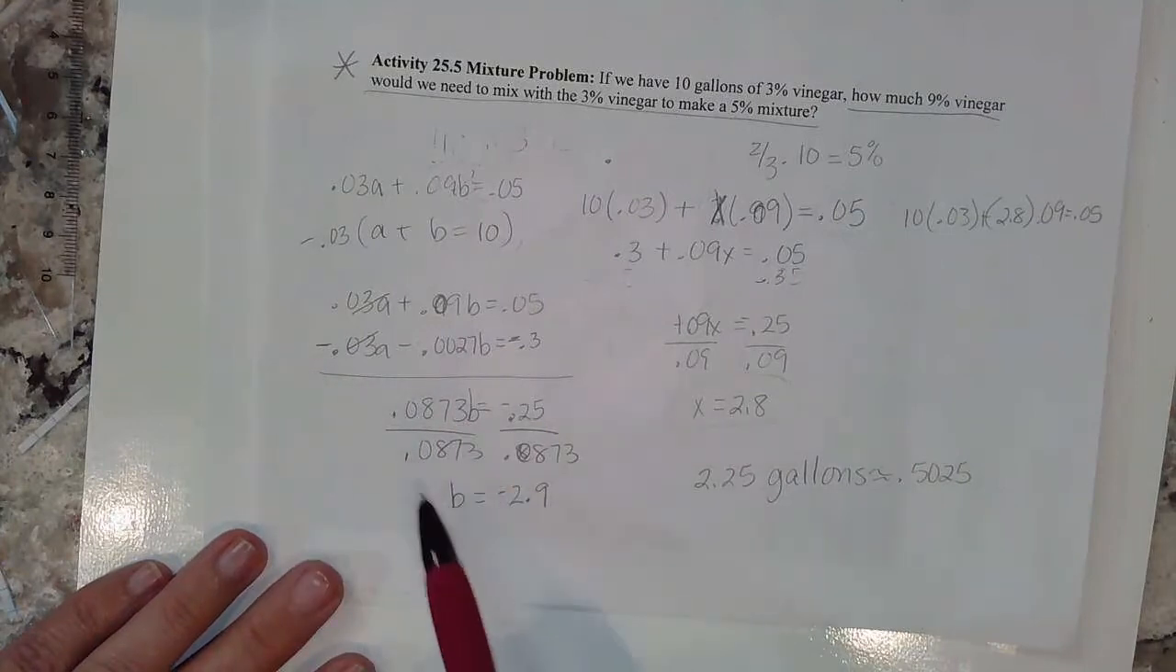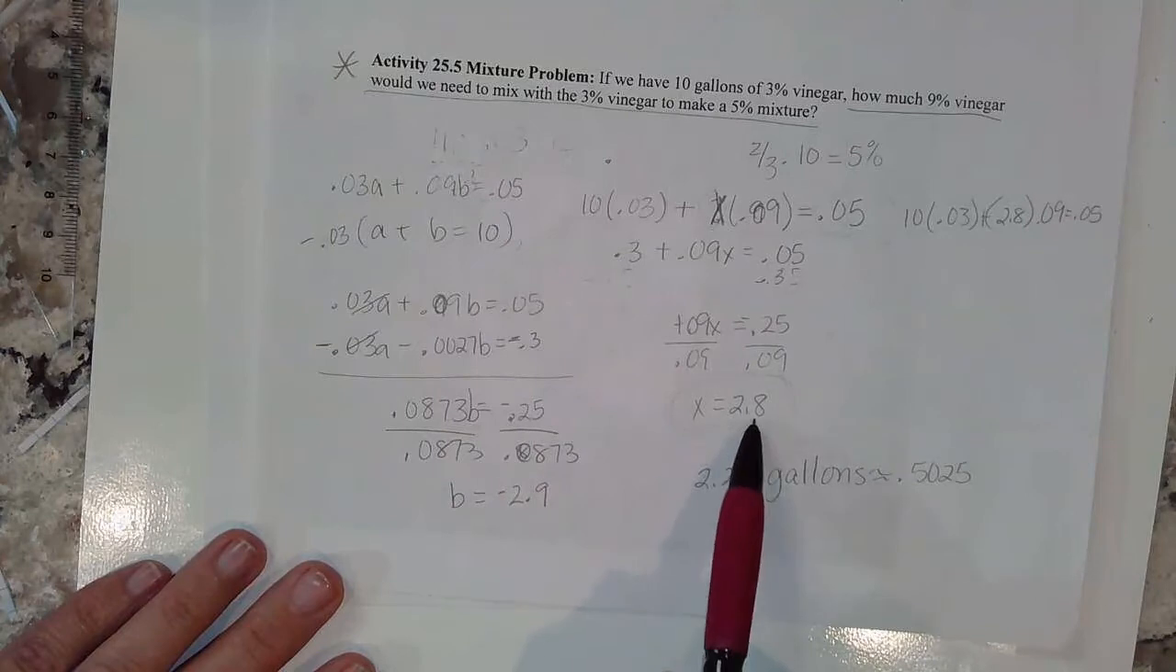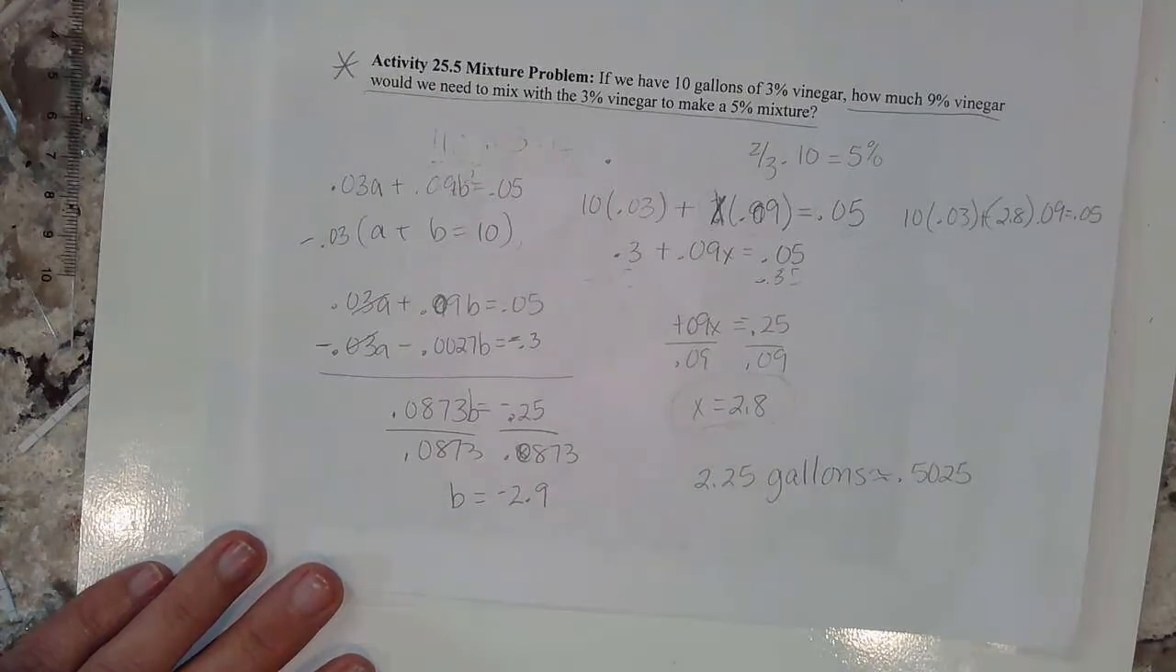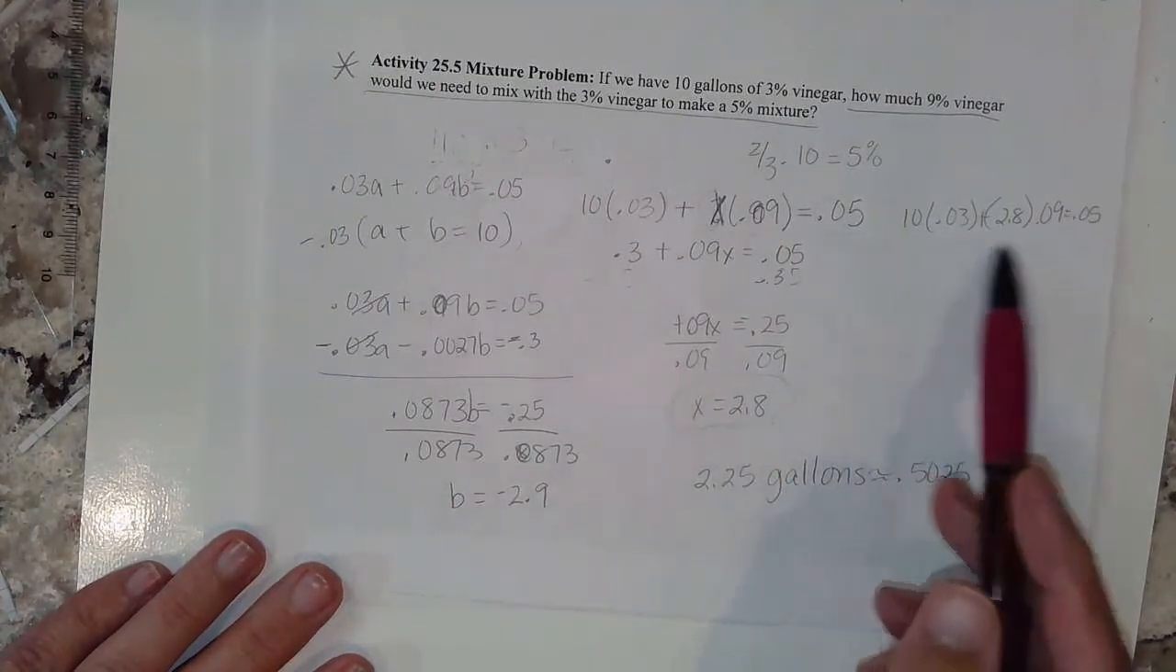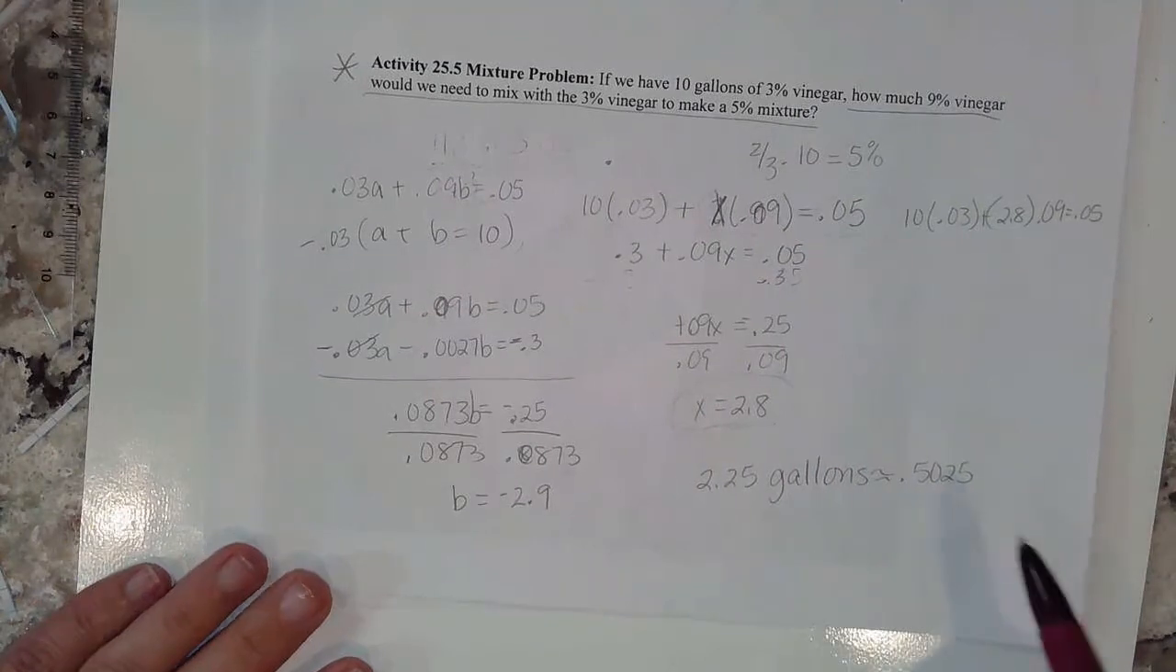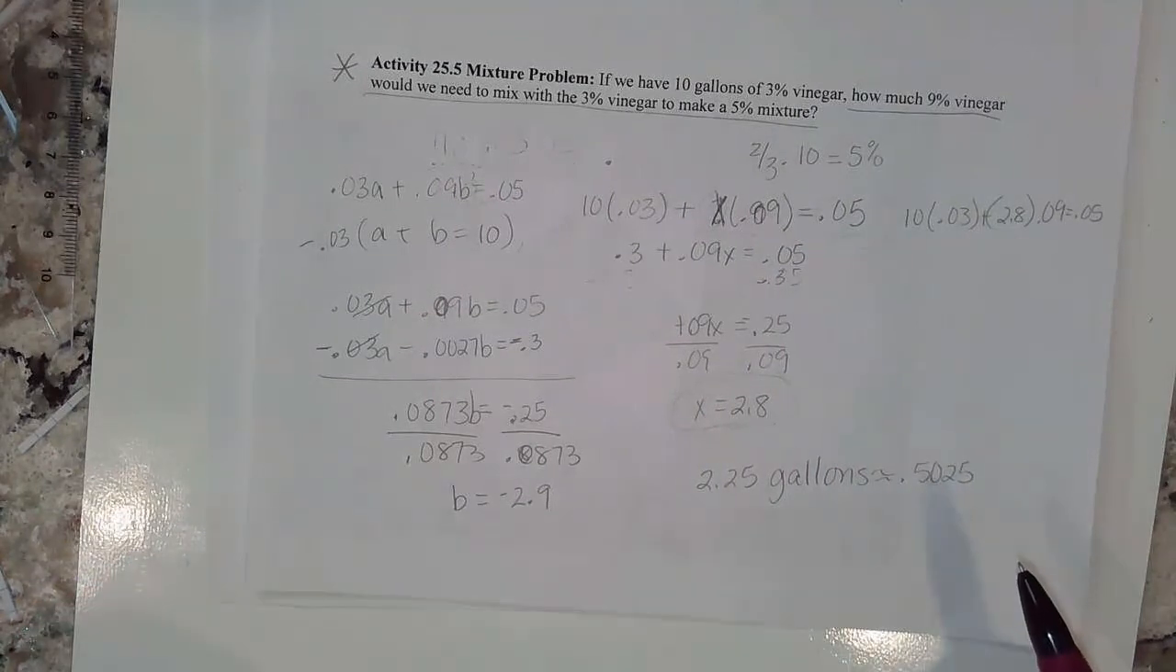Still didn't have much success, came up with a negative 2.9, so it's not even close to this number. And when I substituted this number into the original equation, I got 0.5, so I wasn't close there either. So I'm hoping that my group can give me some feedback as to what they did, or maybe some of you can as well.